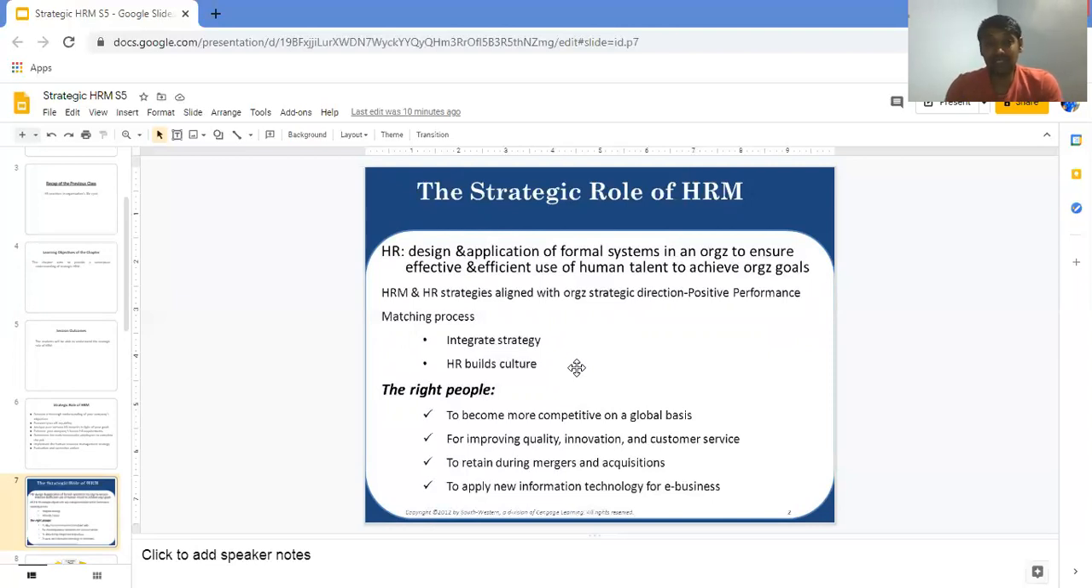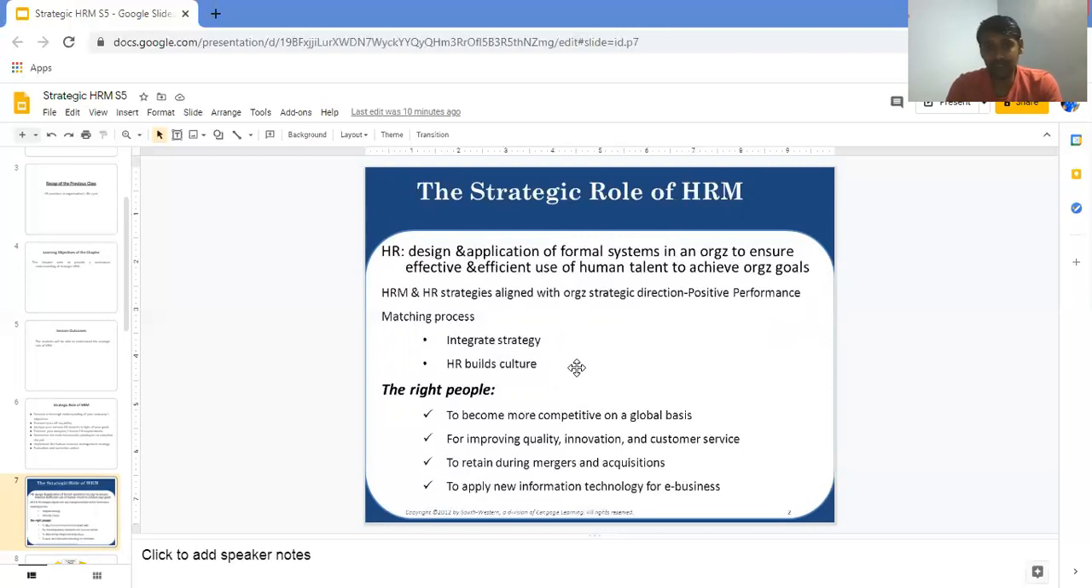The next one, HR builds culture. Apart from maintaining or integrating these plans, he also builds a cordial atmosphere or culture in an organization, which is very important for employees to accomplish their tasks in a better manner.